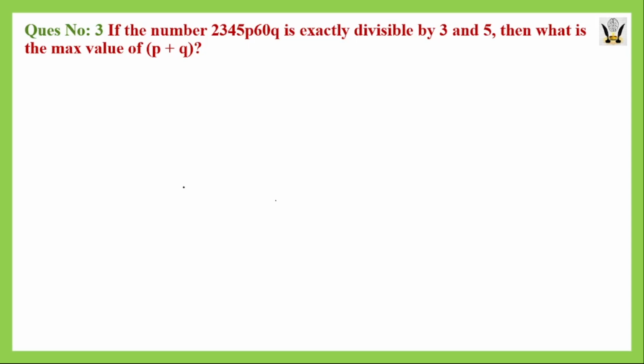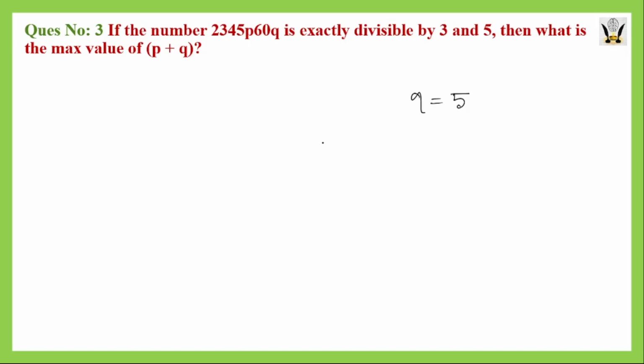Now we need to find the maximum value of P and Q. So here the two possible values of Q will be either 0 or 5. The maximum value between 0 and 5 is 5. So that means the maximum possible value of Q is 5. And now we need to find the maximum value of P.